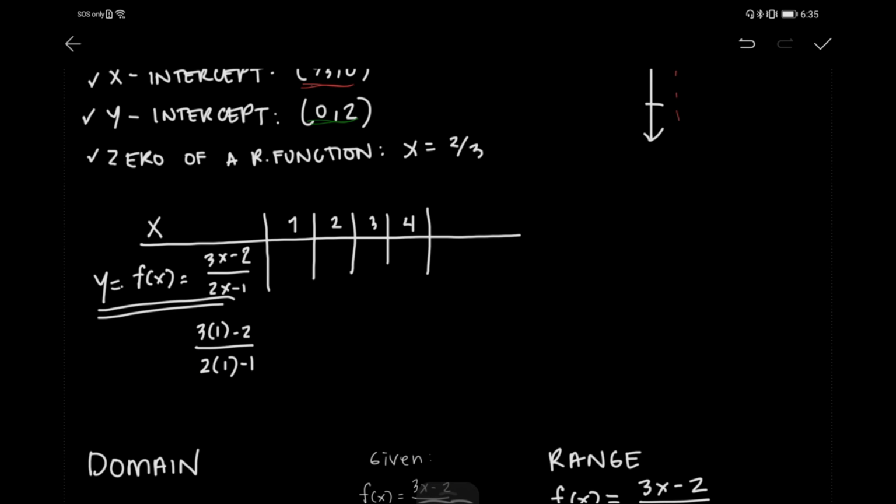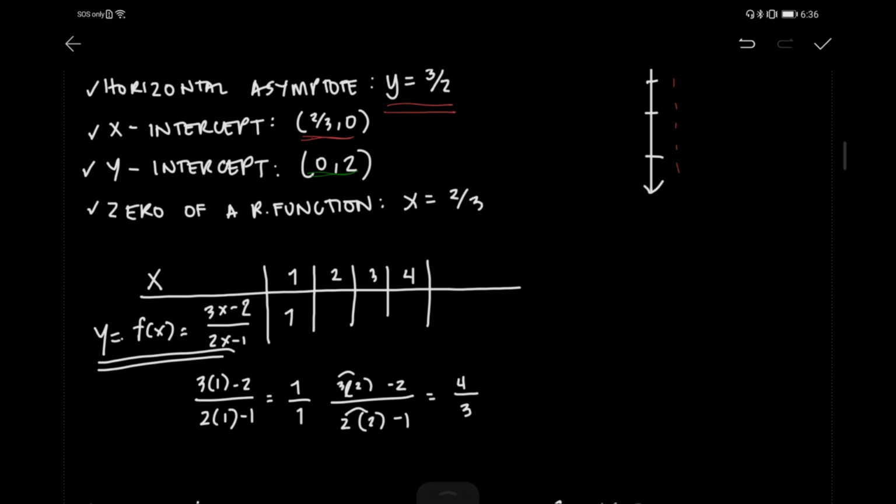So, this is 3 times 1 is equal to 3 minus 2 is 1. 2 times 1 is 2 minus 1 is 1. So, 1 over 1 is equal siya sa 1. What if naman kapag 2? So, we have here 3 times 2 minus 2 all over 2 times 2 minus 1. So, this is 3 times 2 is 6 minus 2 is 4. Then, 2 times 2 is 4 minus 1 is 3. So, if x natin is 2, ang ating y is 4/3.